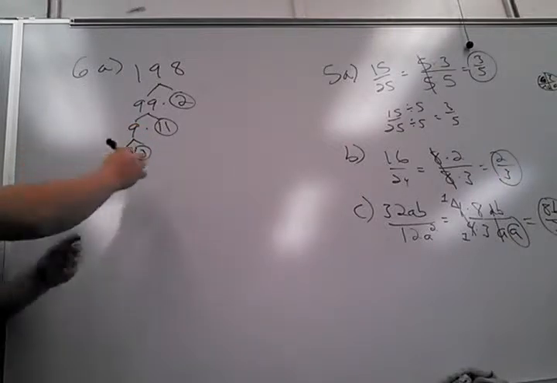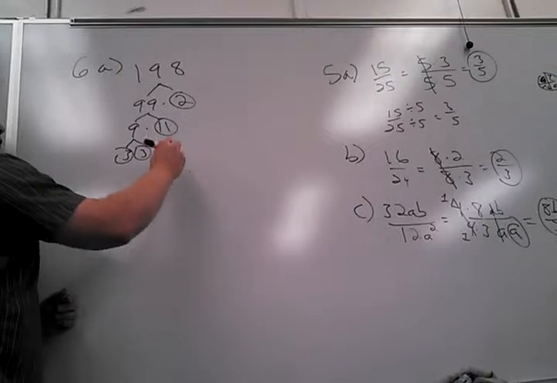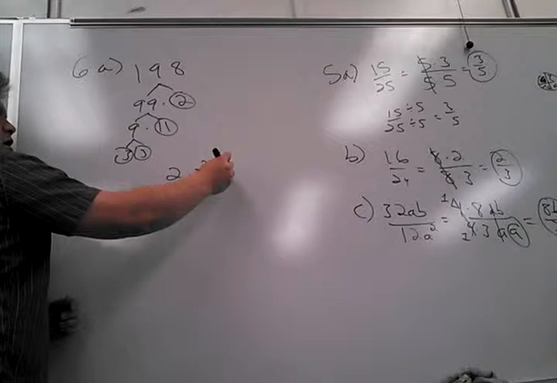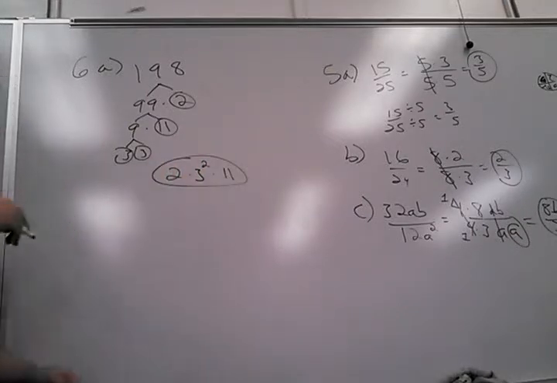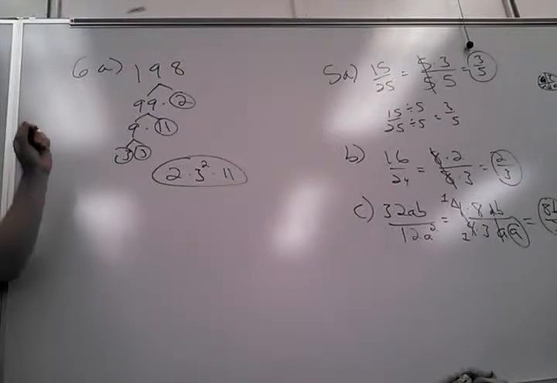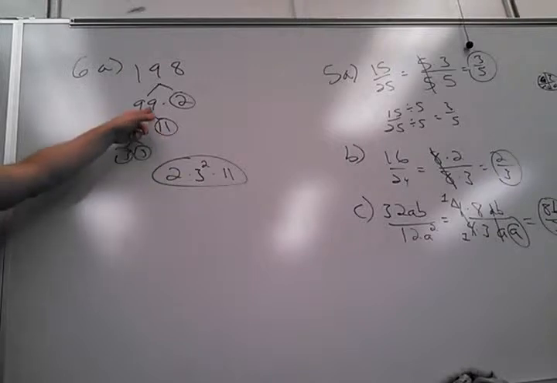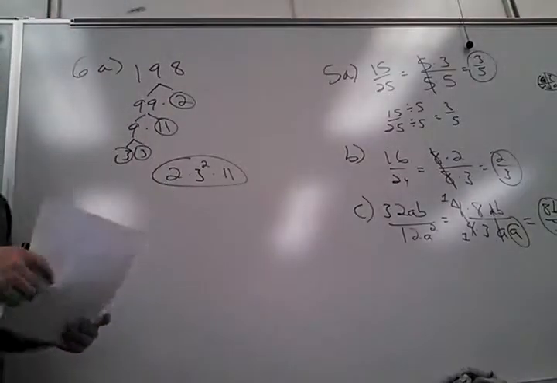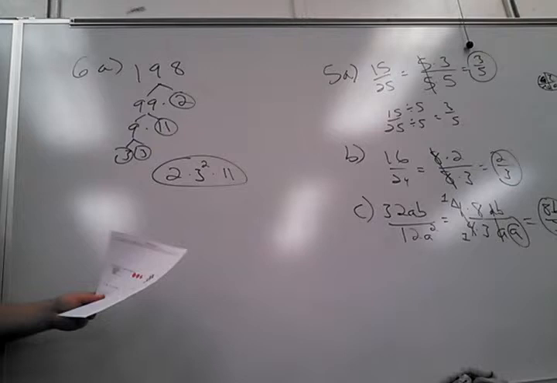So how do you really collect this together for me? 2 times 2 times 3 squared times 11. There you go. So that's the DNA of 198. 11 times 9 is 99, but we're going the other way. We're breaking them apart. We're breaking them back up.